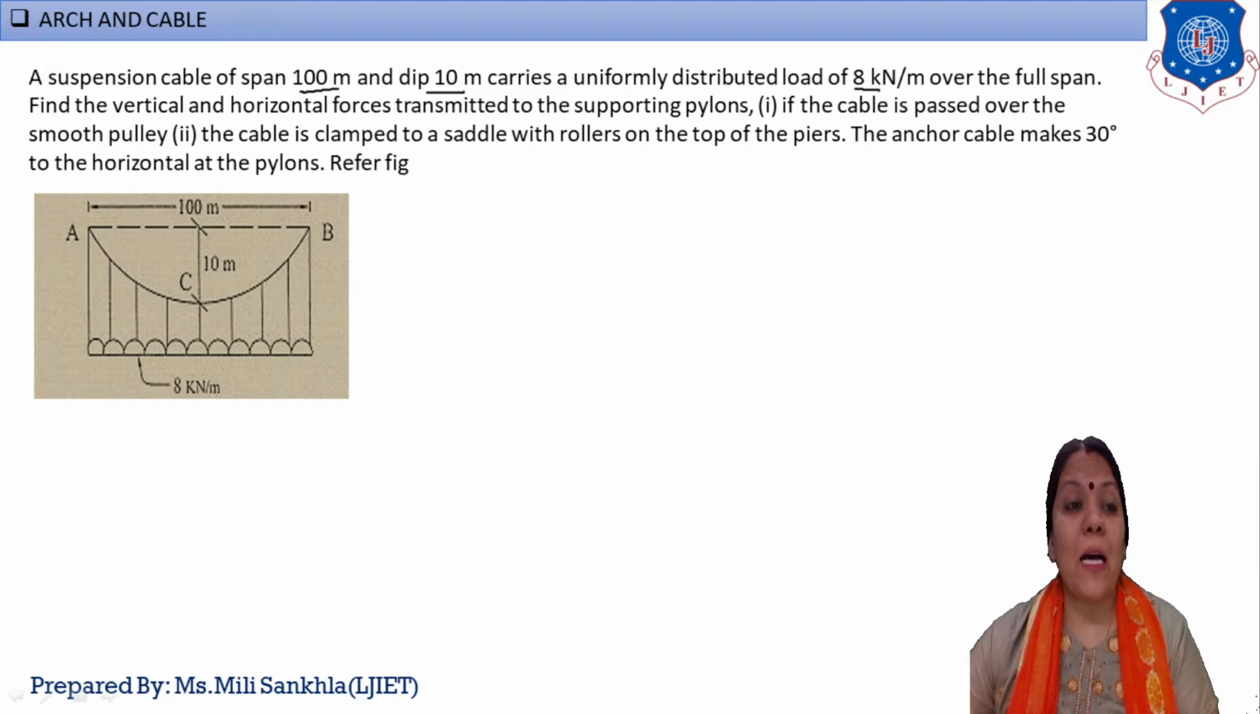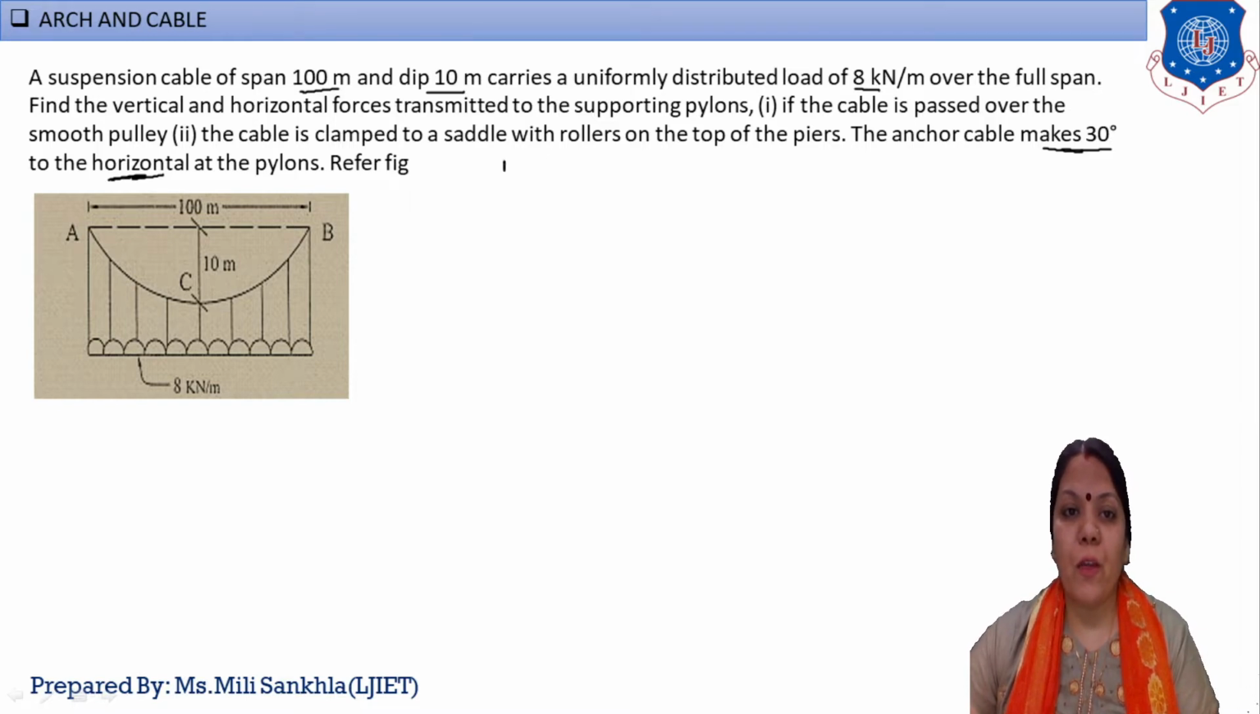If the cable is passed over a smooth pulley, and if the cable is clamped to a saddle with roller on top of the pier, the anchor cable makes 30 degree with the horizontal pylons. Okay, this is an important statement. In the first part of this example, we find out the horizontal and vertical reaction for this given cable. The 100 meter span, 10 meter dip is given, and load W is given.